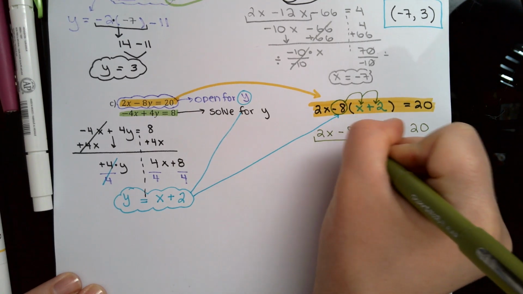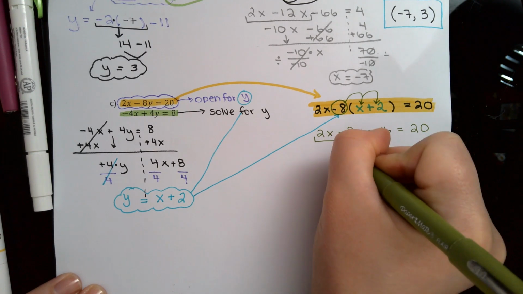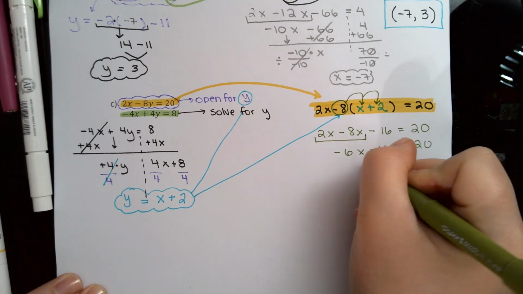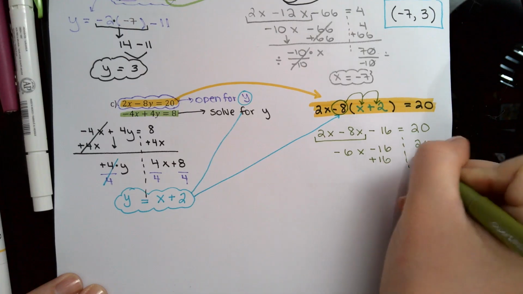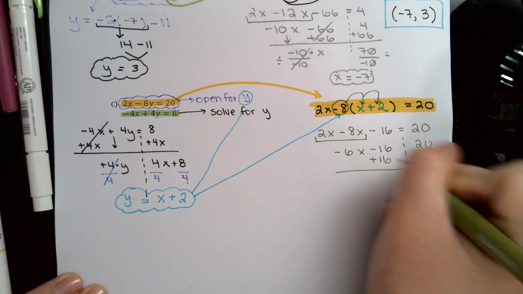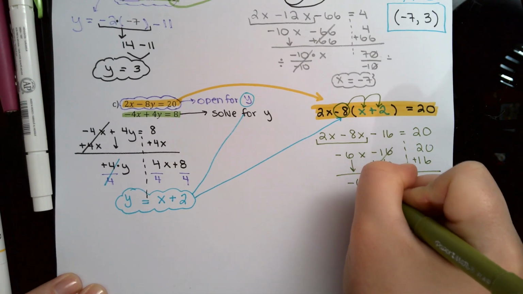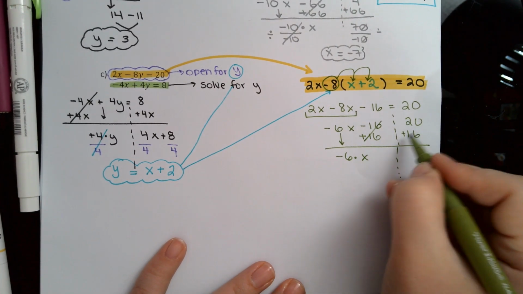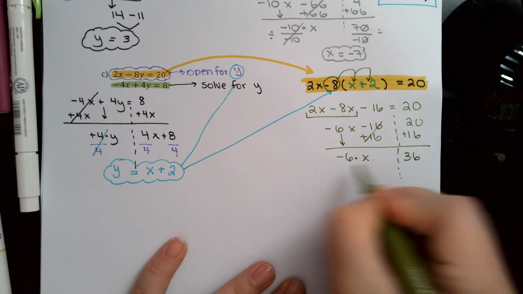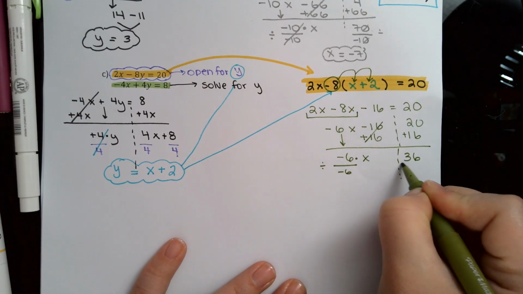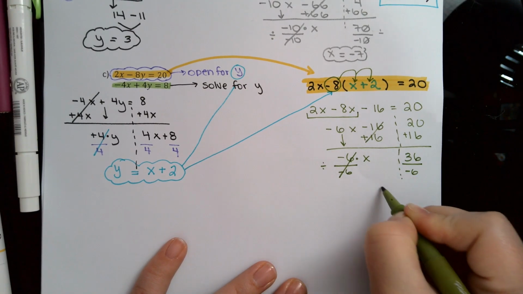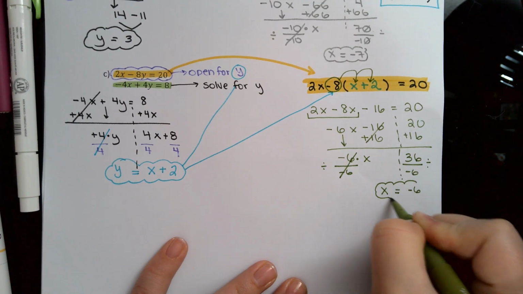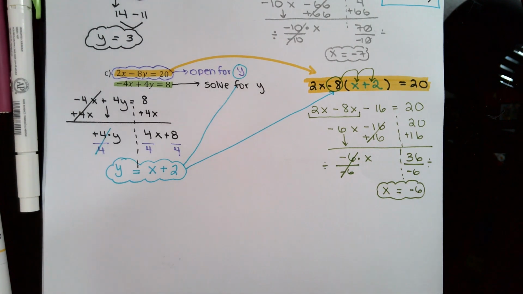Okay, combining like terms, we got 2 minus 8, which is a negative 6x. Dotted line, here's 20. Add 16 to both sides. Bring down the negative 6 times x. Dotted line for balance. 20 plus 16 is a 36. Divide by negative 6. Divide by negative 6. X is then equal to negative 6. Put a thinking bubble.